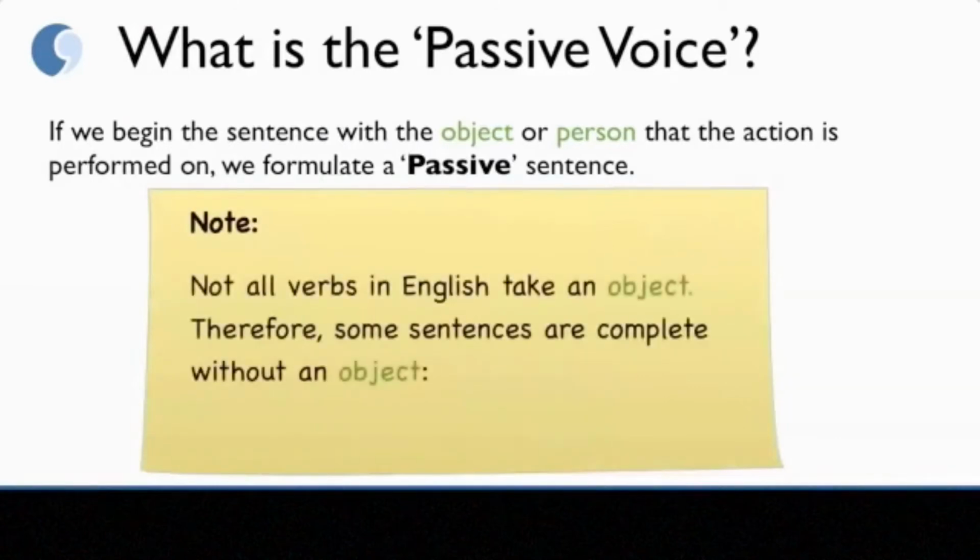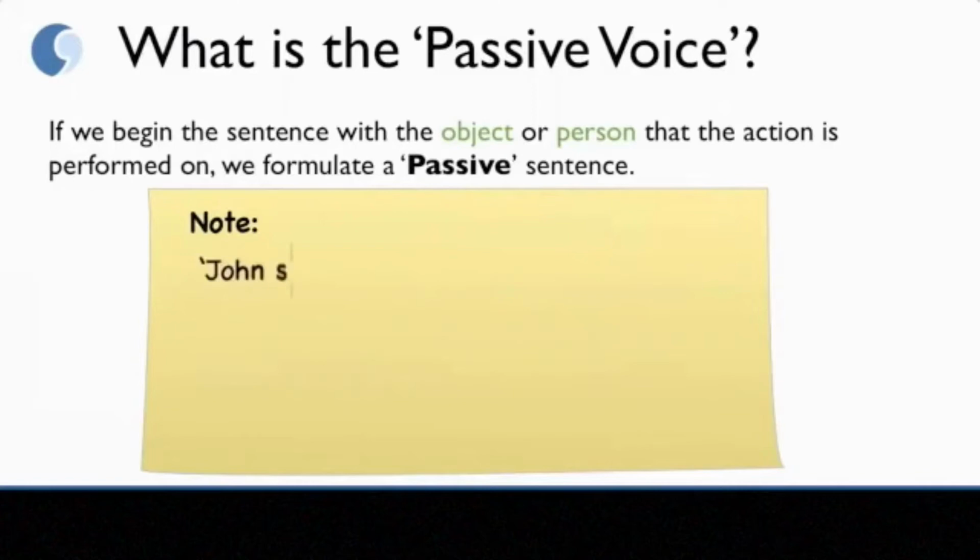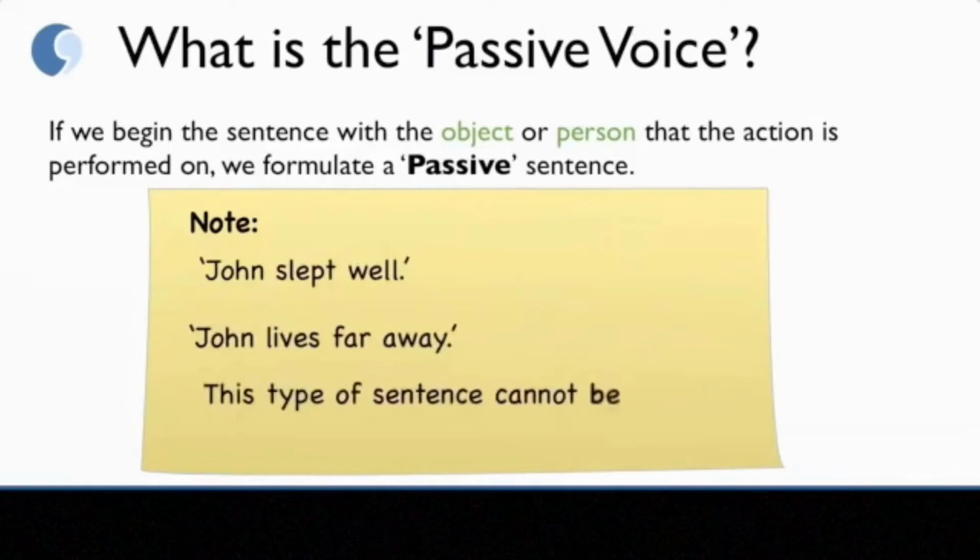Note: not all verbs in English take an object. Therefore, some sentences are complete without an object. For example, John slept well, or John lives far away. This type of sentence cannot be changed into the passive voice.